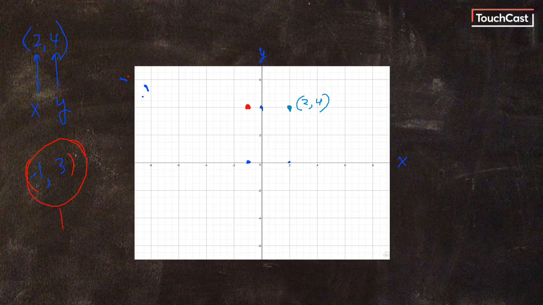These are called ordered pairs, or coordinates. Or they can simply be called X and Y, where this is always going to be X and this will always be Y.